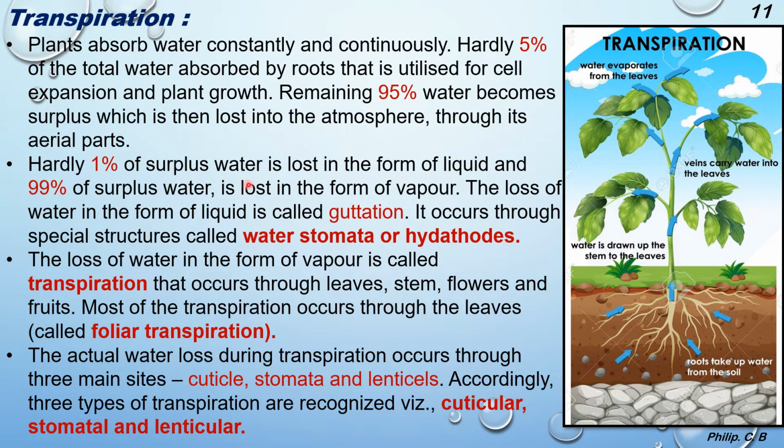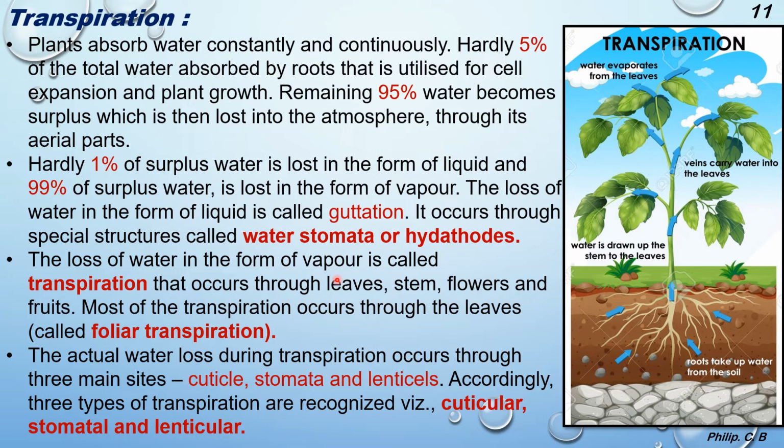Hardly 1% of surplus water is lost in the form of liquid, and 99% of surplus water is lost in the form of vapor. The loss of water in the form of liquid is called guttation. This term we came across in the earlier beginning slide, the guttation process. It occurs through special structures called stomata or hydathodes. Now hydathodes are present at the marginal region of the leaf. This you can specifically see in fern plants, how the guttation process takes place by the hydathodes.